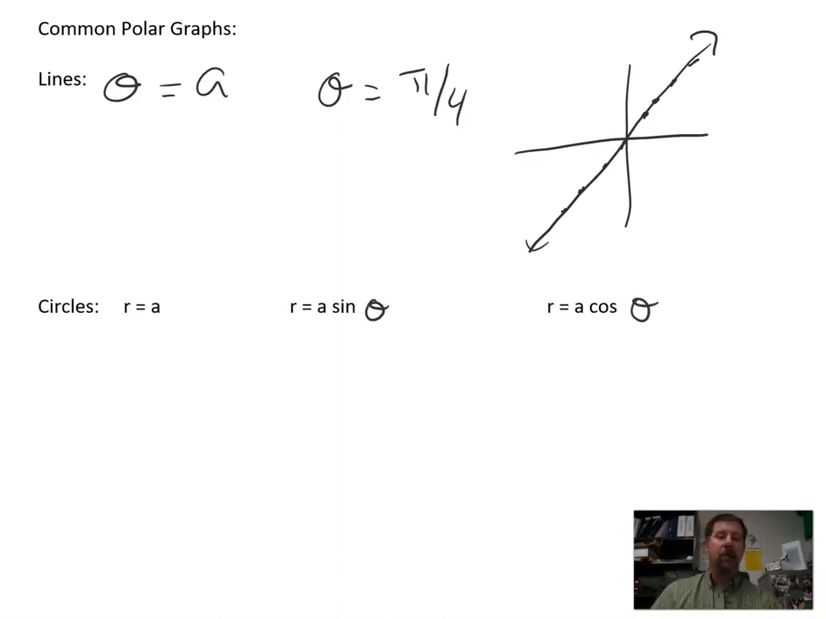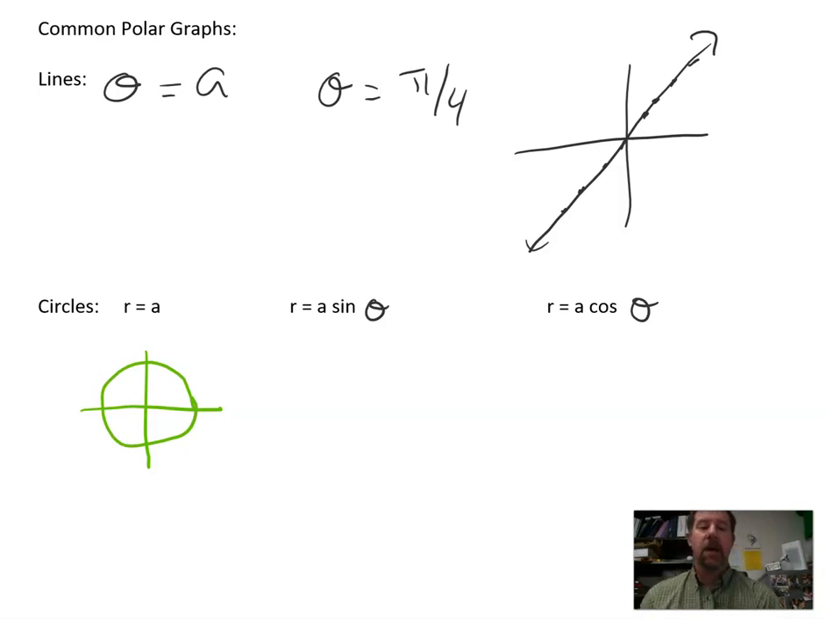Okay, our next type of common graph is a circle. Here are the three different ways we can end up with a circle. If I get r equals a, it doesn't matter what my angle is, r always equals the same number. If r equals 2, then I always have a radius of 2, and that would give me a circle centered at the origin.